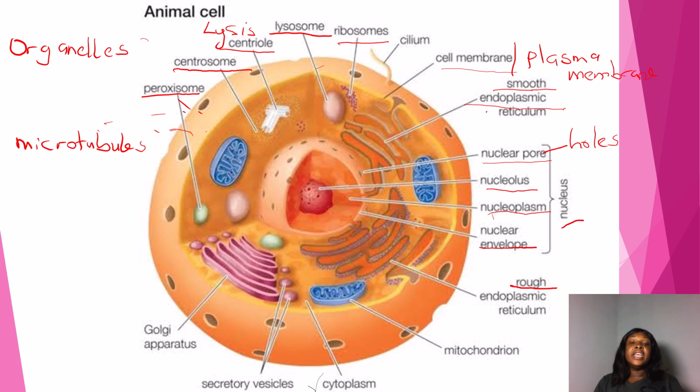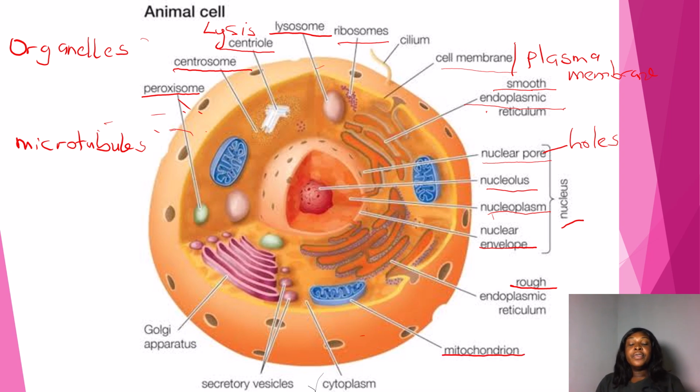So generally, the nucleus is a site that controls the activities that take place in the cell. And it also contains hereditary materials that are being transferred from parents to offspring.